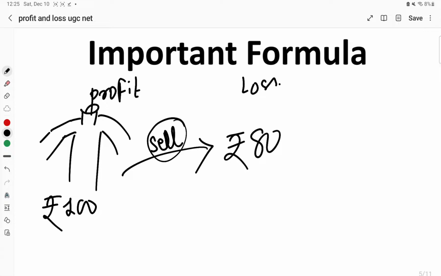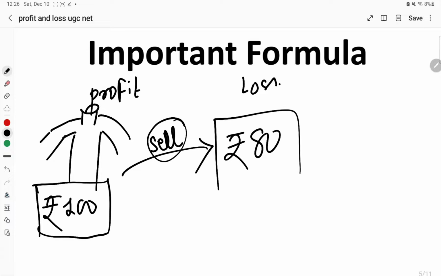Here you can clearly see that the t-shirt you have bought is of rupees 100, whose value is greater than that of the t-shirt you are selling out, that is rupees 80, right? So whenever you are buying any stuff, any good or a product, the buying price is called the cost price. The cost which you are paying to buy one particular product or article is called cost price, that is CP.